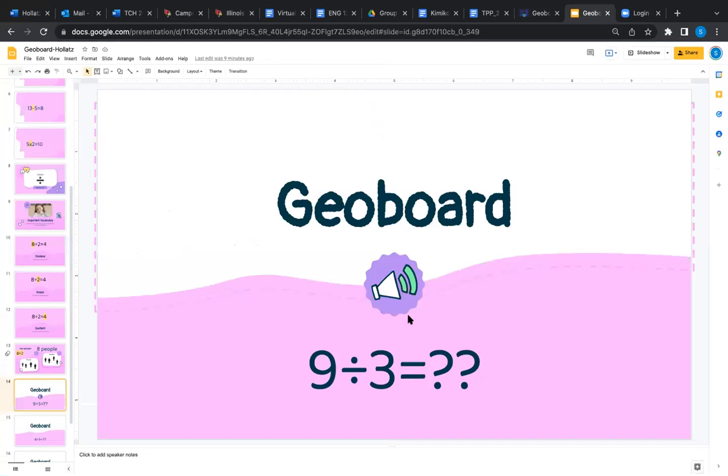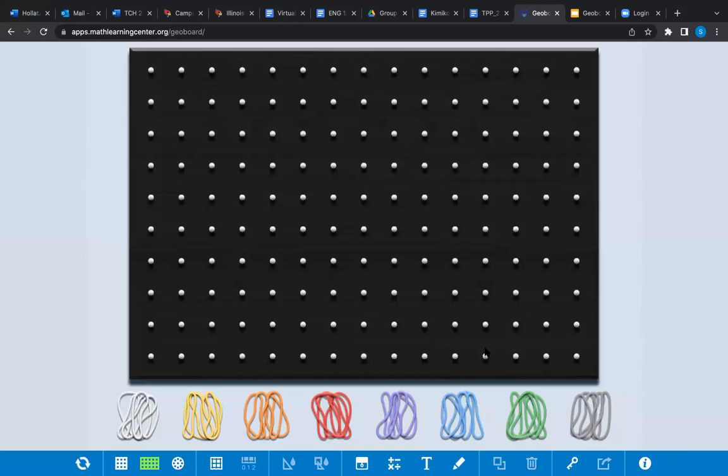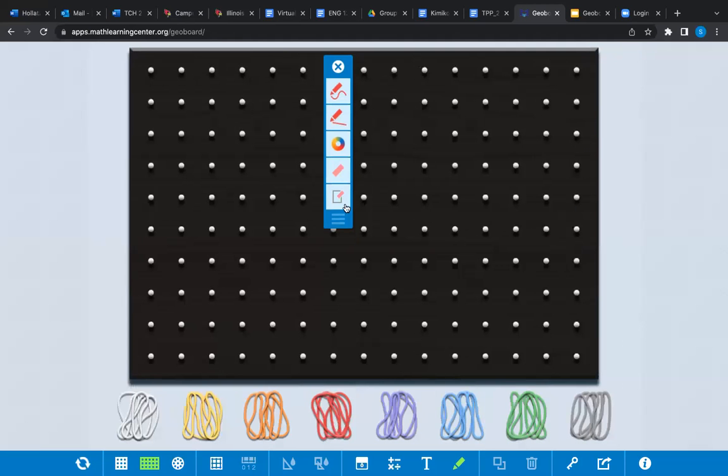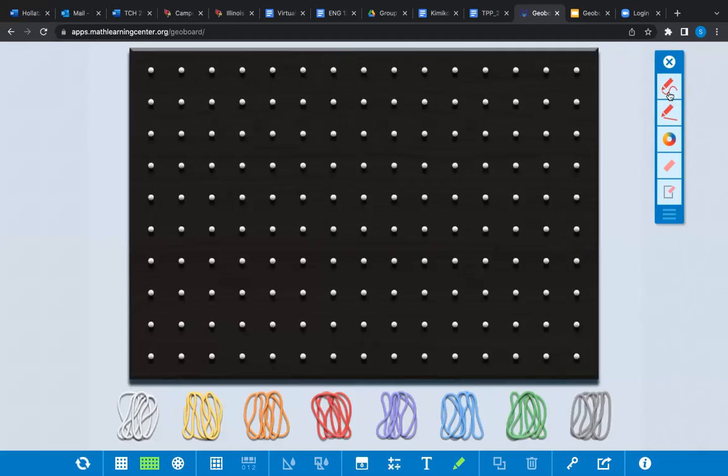So our first question is 9 divided by 3. So first, we are going to write it out. 9 divided by 3 equals.